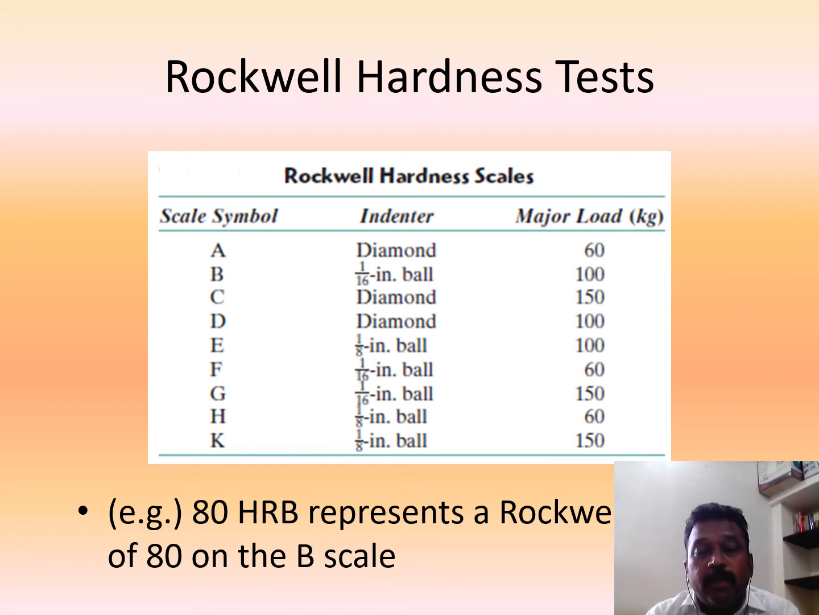So, for example, 80HRB means Rockwell hardness 80 on the B scale. So what is the B scale? You can see here we are using a 1/16th inch ball. We are applying a 100 kilogram load. There the Rockwell hardness number is 80. So that's how the tests were carried out and the scales were utilized.